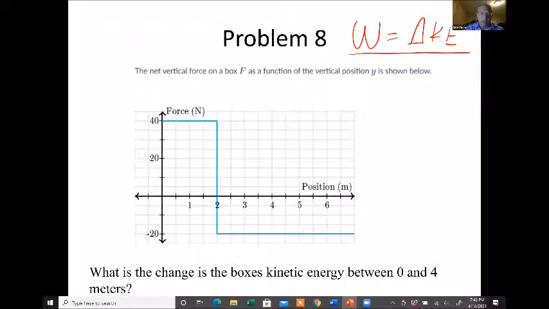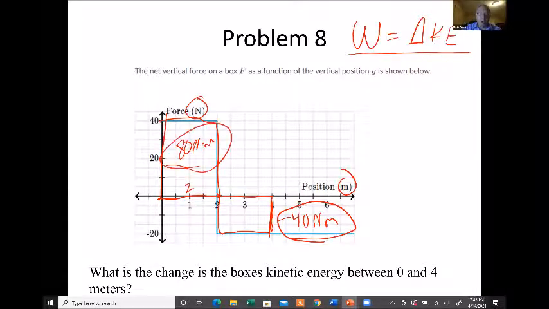The easiest way to do this is take a straight edge and make a rectangle here and a rectangle here and just calculate the areas of those rectangles. To calculate the area of a rectangle, it's just length times width. For this one, we have 2 wide and 40 tall, so the area of this one would be 80, and that's 80 Newton meters because we're multiplying these units times these units. This one is also 2 wide, from 2 to 4, and it is negative 20 down. So 2 times negative 20 is negative 40 Newton meters.